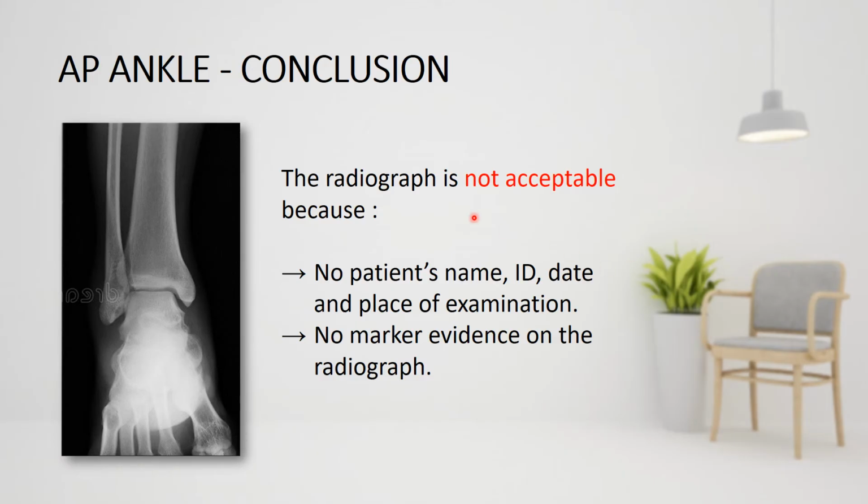Okay, for the conclusion of the AP ankle projection, this radiograph is not acceptable because the first reason is there is no patient name, ID, date, and place of examination. The second reason is there is no evidence of a marker on the radiograph.